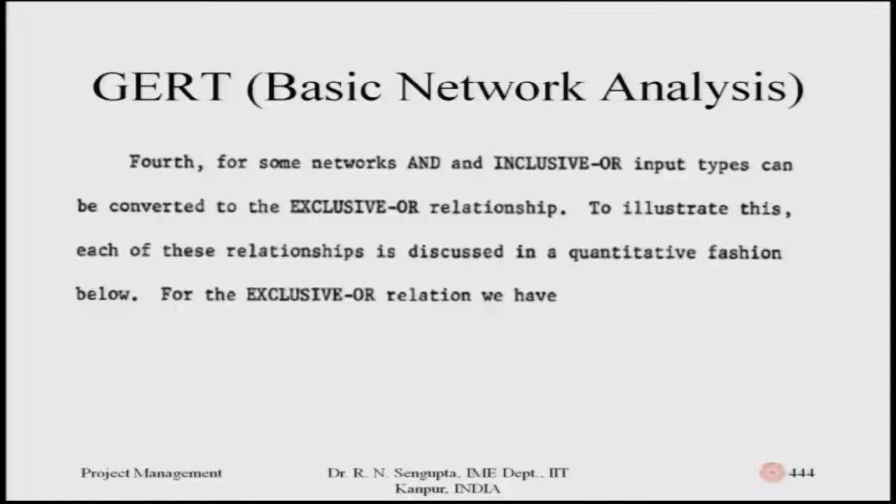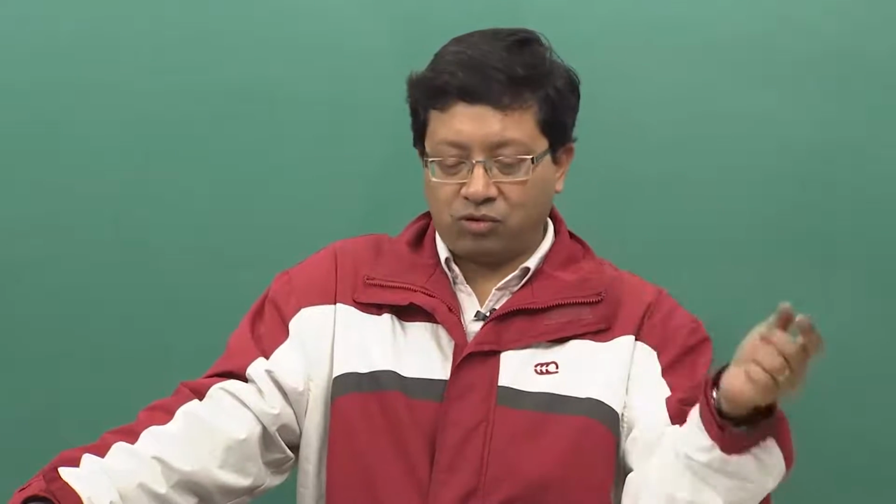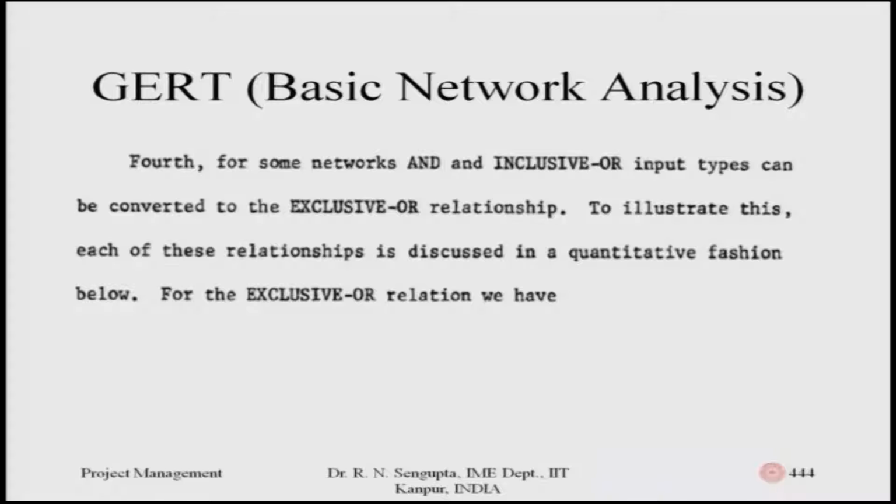The fourth characteristic states that for some network, an AND and an inclusive OR. So, we are always coming back to the exclusive OR, inclusive OR and AND, time and again, the input and the output concepts. The AND and inclusive OR input types can be converted to the exclusive OR relationship depending on how you frame the overall logic statement. To illustrate this, each of these relationships is discussed in a quantitative framework. For the exclusive OR relationship, we have this diagram. That means the conversion of exclusive OR, inclusive OR and AND depends on how you convert the truth statement.